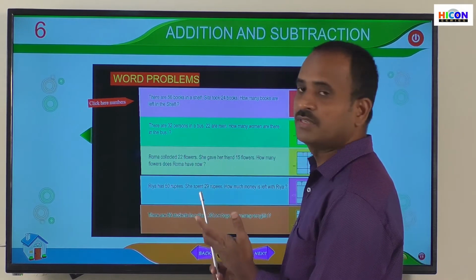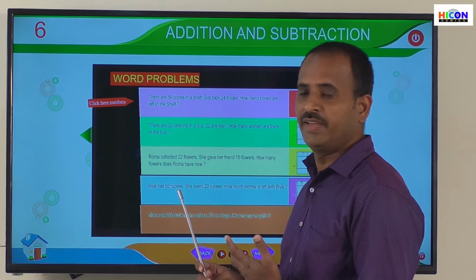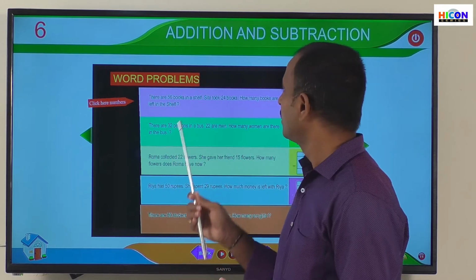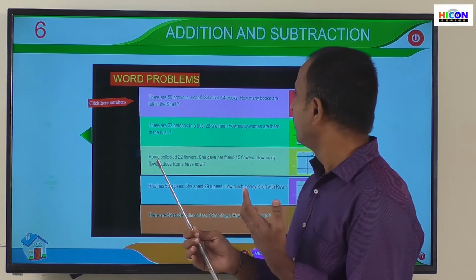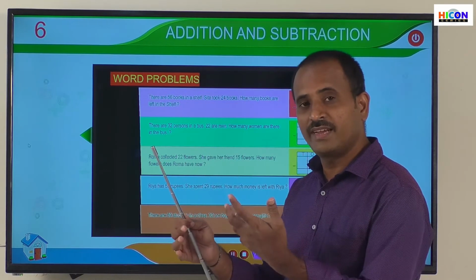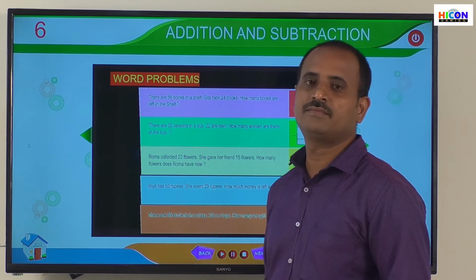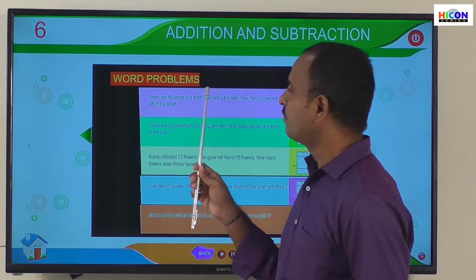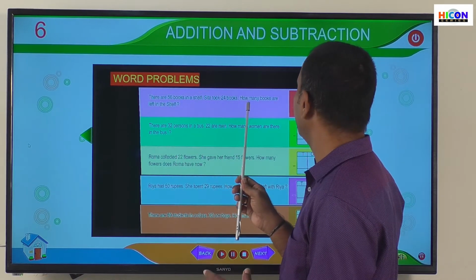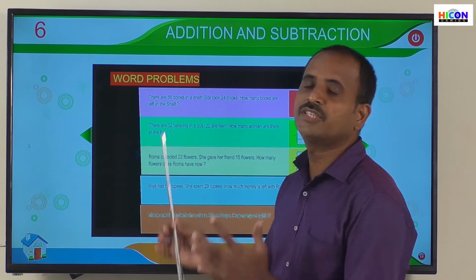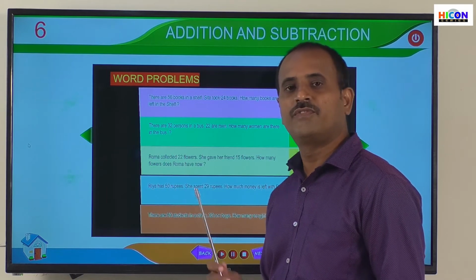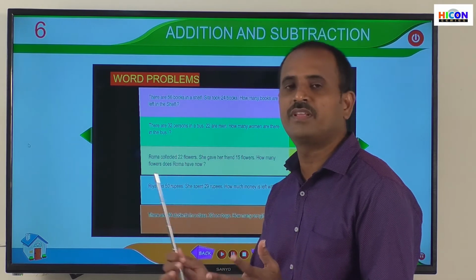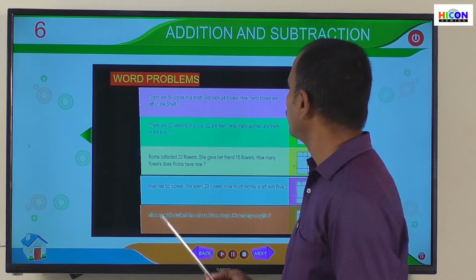And how many books did Sita take away? She took away 24 books. So among 56 books, Sita has taken away 24 books. Taken away means subtraction. So now we have to subtract 24 from 56. Then we will get how many books are left in the shelf. Let us see how to subtract.